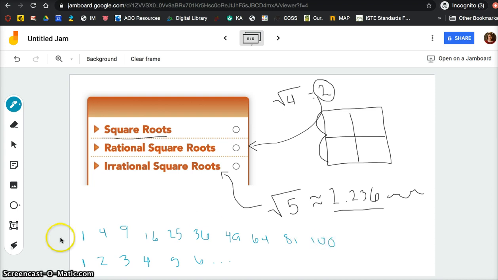And we call them perfect squares because if we were to take the square root of them, we would get a whole number. The square root of 9 is 3. The square root of 25 is 5, and so on and so forth. So we can take these numbers, take the square root, and they would be a whole number. So they are a rational number.